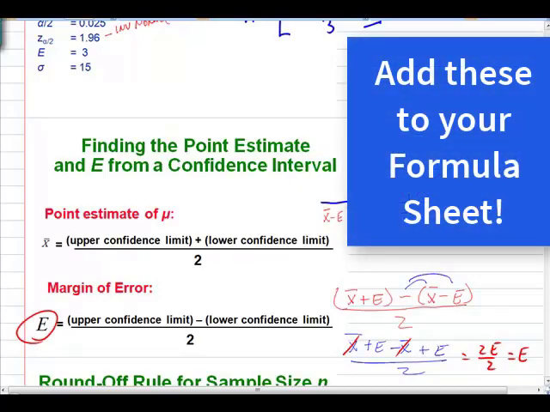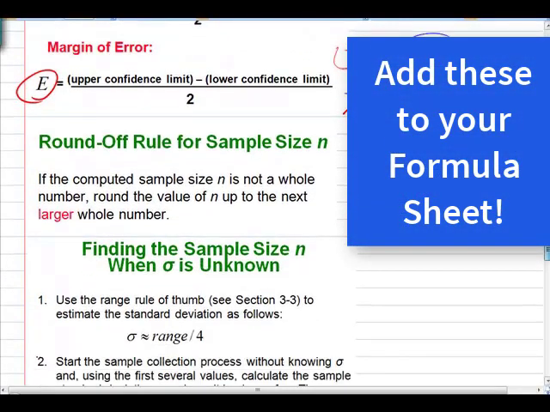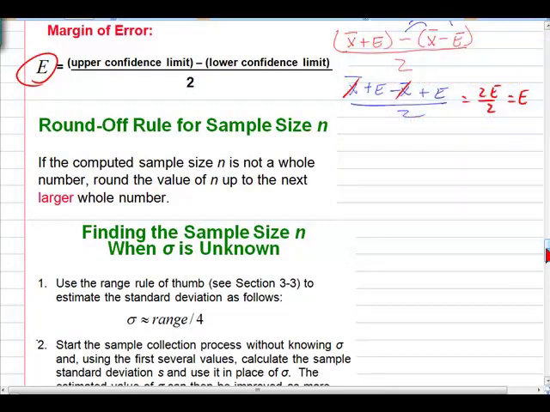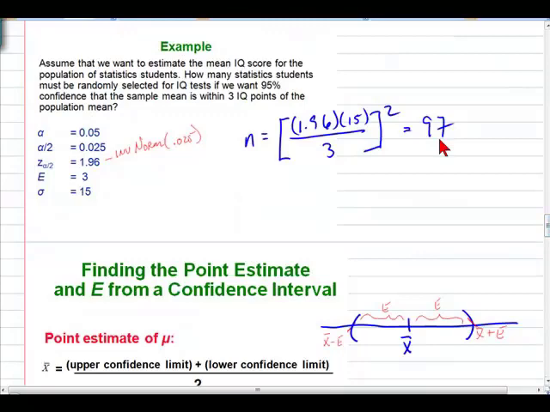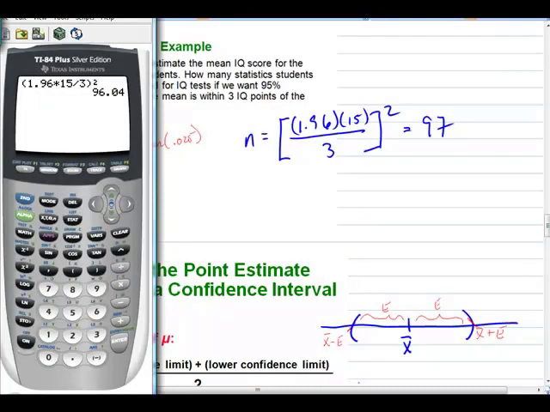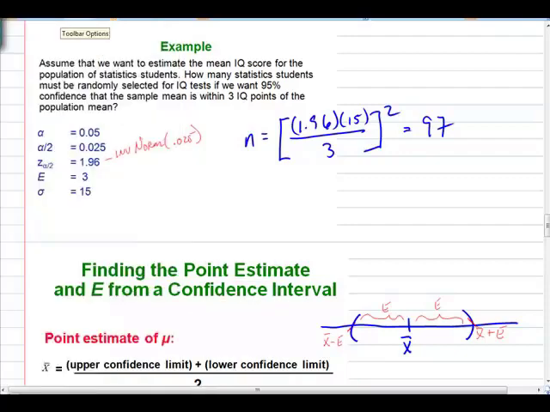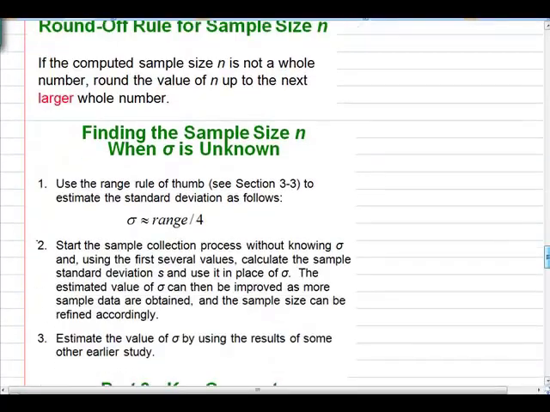So these are just mathematical formulas that you can add to your formula sheet. And then the round off rule for a sample of size n: if the computed sample size n is not a whole number, round the value up to the next larger whole number. That's why I said up here that we had to use 97 even though the calculator gave us 96.04. We have to round up to the next whole number whenever we're calculating the sample size.